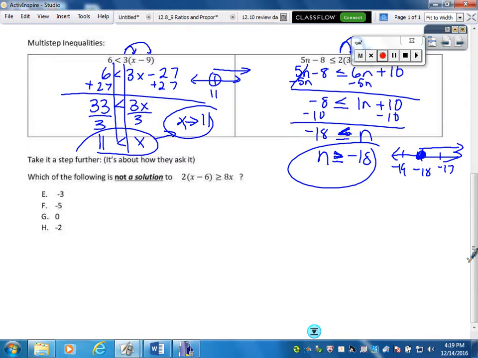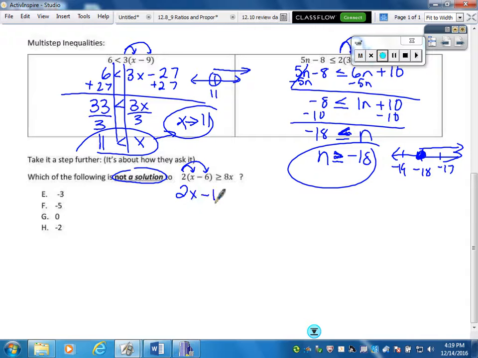So here it is again. It's about how they ask it. They said not a solution. So inequalities have many, many answers, and 3 of these are answers, and 1 of them is not. So you can solve it, or you can plug in. I'm going to solve it just to see what this looks like, because this is how I feel like most of us try to solve this one.